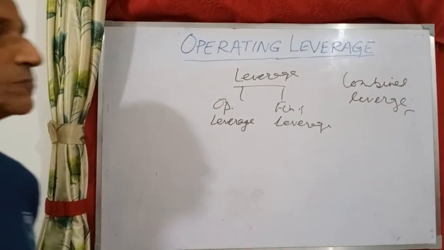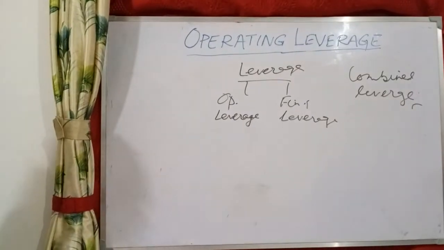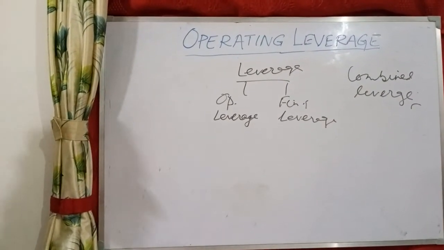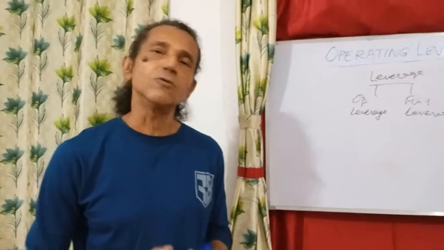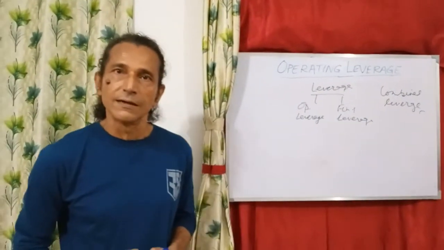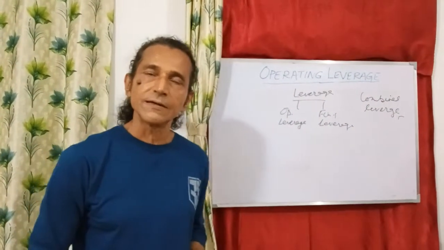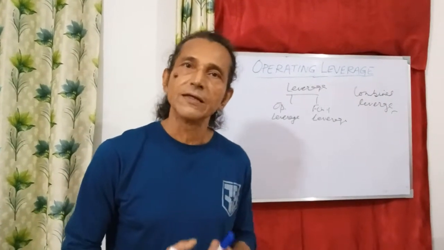Now, operating leverage means operating risk. At the same time, it is an opportunity for the firm to amplify profit, that is, to increase profit in a greater proportion than the increase in sales. That is possible only if there is fixed cost in the cost structure of the firm. If the firm has no fixed cost in the cost structure, then the firm has no operating leverage. If only variable cost is there, then the firm cannot have any operating leverage.